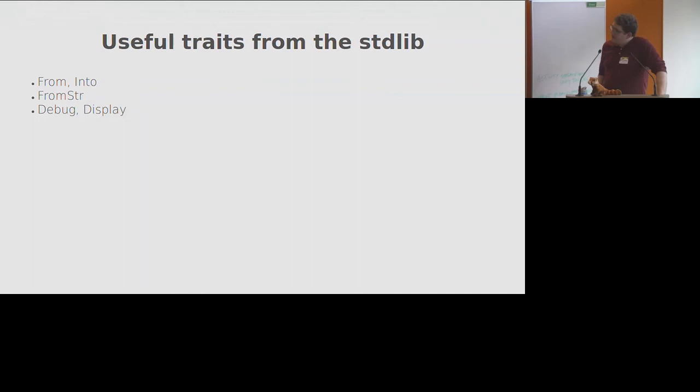And then finally, I'm going to talk about some traits that are in the standard library that are very useful to deal with. From and into are sort of a pair that work together. FromStr is a sort of specialization of from. It's very useful. And there's also Debug and Display.